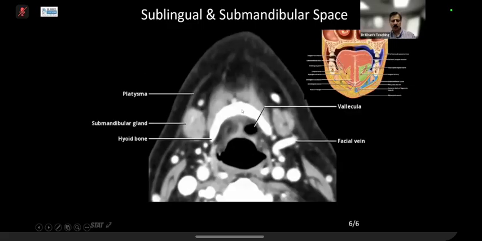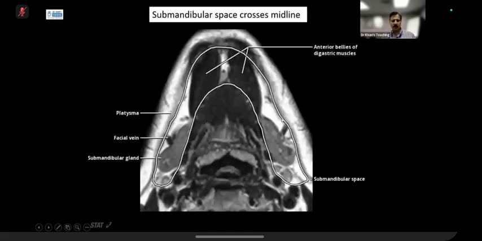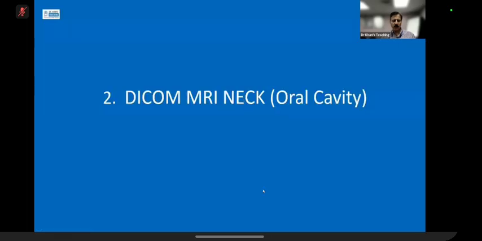And next slice, you can see the hyoid bone is here, submandibular gland, submandibular gland. And you can see here the same concept, that submandibular space is here. It goes all the way. And this is the inferior belly of the digastric.